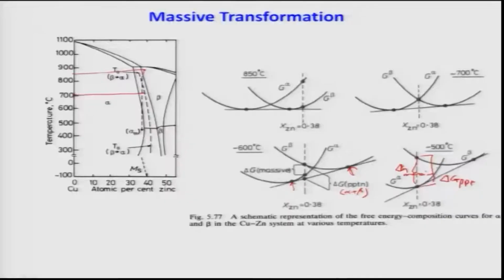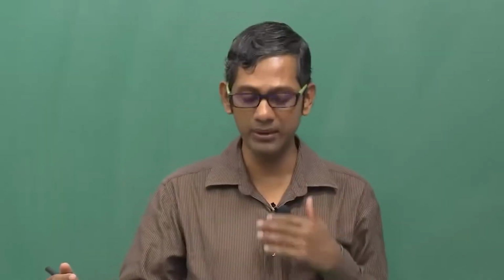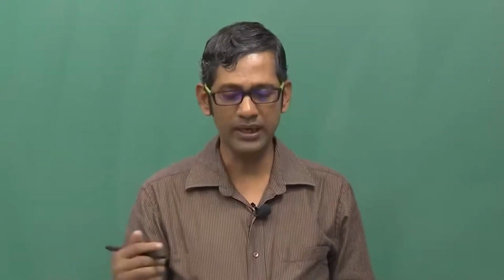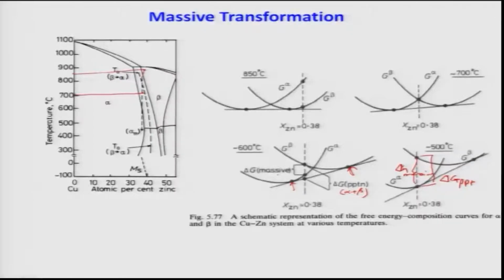And also you have to understand, even if the massive transformation driving force is a little bit lower than the precipitation driving force, the chances of massive transformation happening in the system will be higher. Why? Because massive transformation only requires thermal migration of the interface. No diffusional change is required. That is much easier, so the time required for transformation will be much lower. That is why, even if delta G precipitation is higher than delta G massive transformation at 600 degrees Celsius, the massive transformation will prevalently happen in these alloy systems.